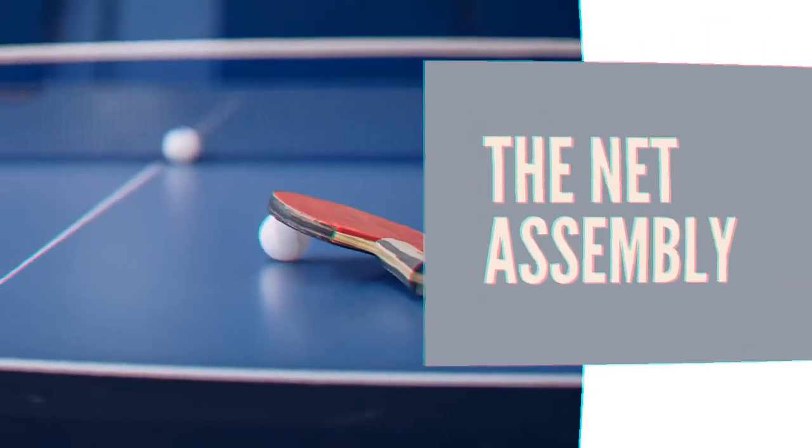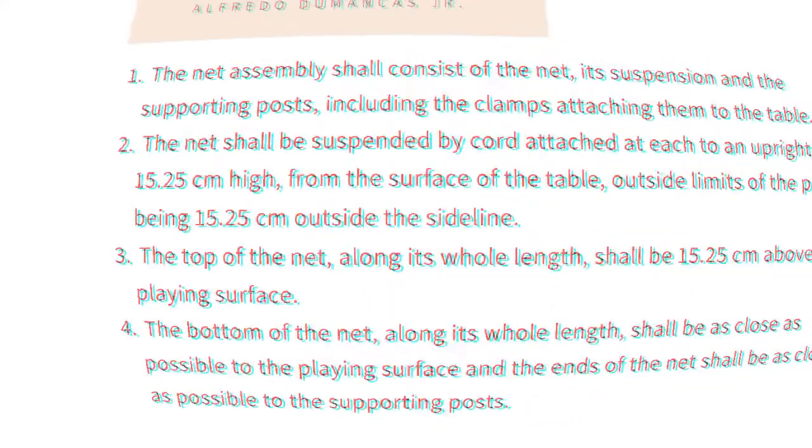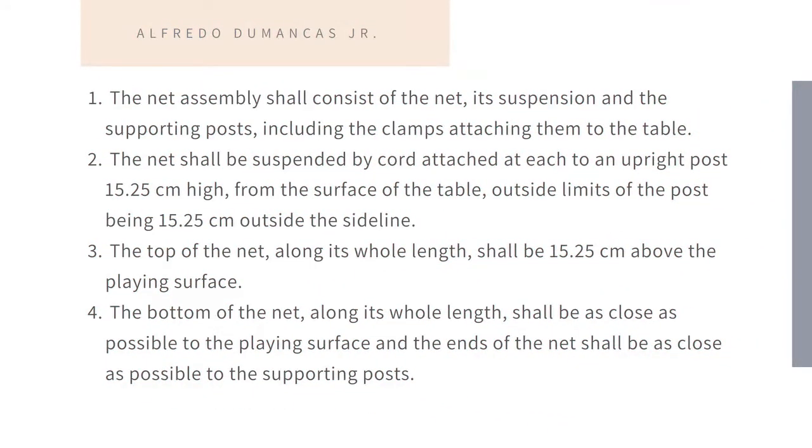Net assembly. The net assembly shall consist of the net, its suspension and the supporting posts, including the clamps attaching them to the table. Second, the net shall be suspended by a cord attached at each end to an upright post 15.25 cm high from the surface of the table, the outside limits of the post being 15.25 centimeters outside the sideline.